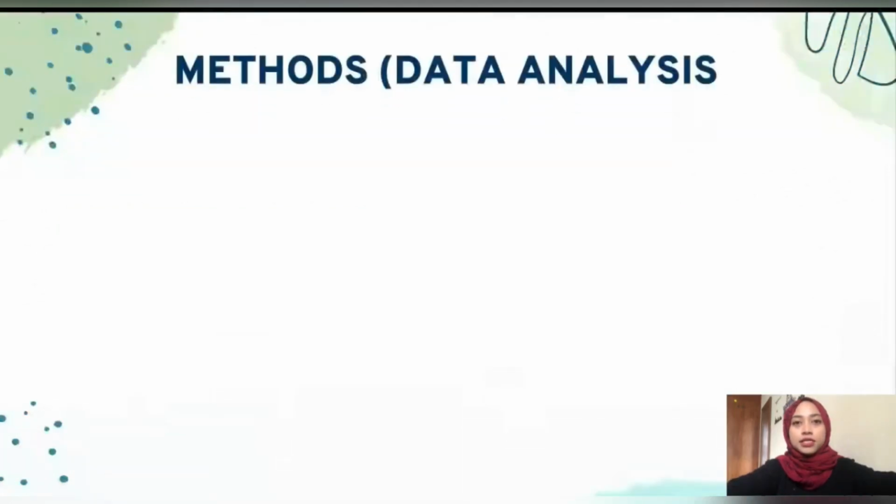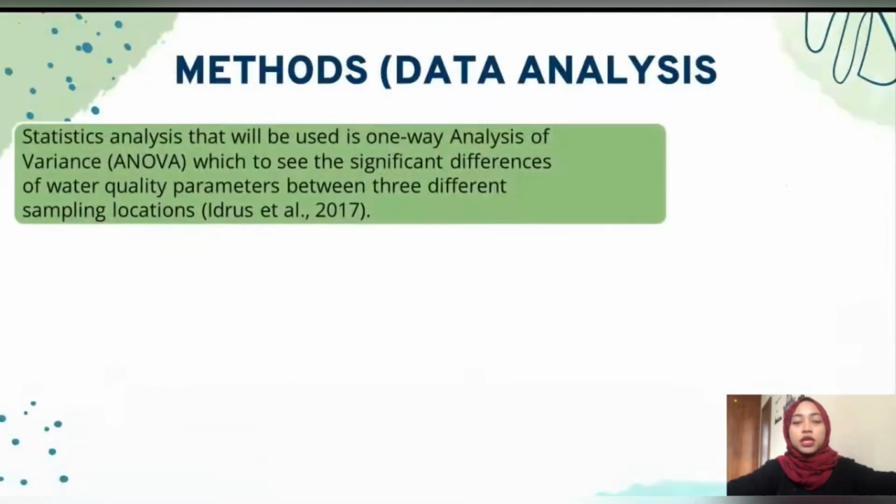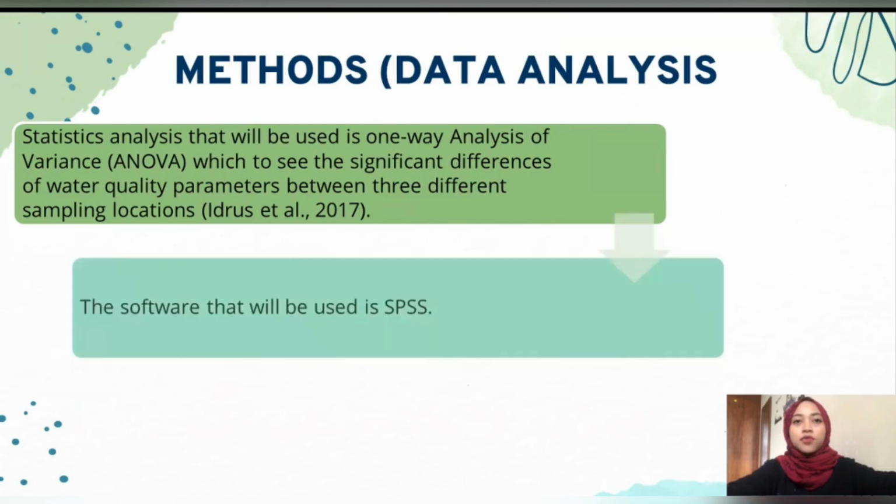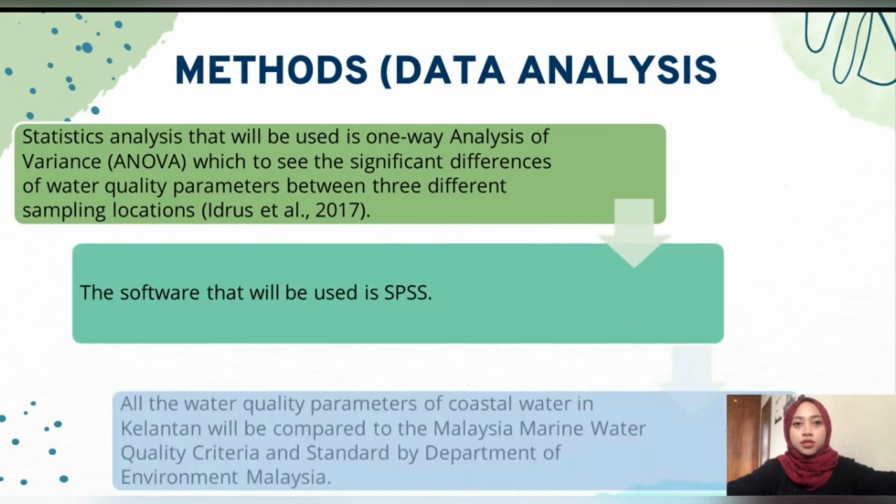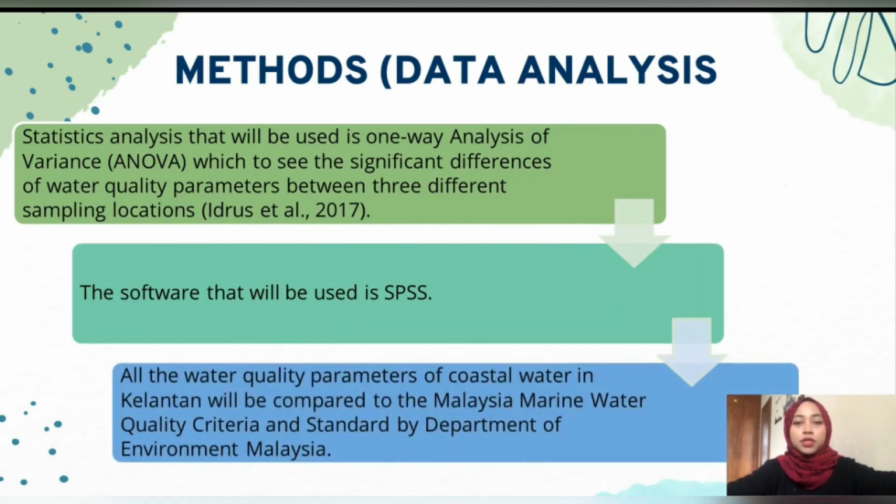For data analysis methods, according to Idrus et al. 2017, the statistical analysis that will be used is one-way ANOVA, to see the significant differences of water quality parameters between 3 different sampling locations. The software that will be used is SPSS. All the water quality parameters of coastal water in Kelantan will be compared to the Malaysia Marine Water Quality Criteria and Standard by the Department of Environment Malaysia.